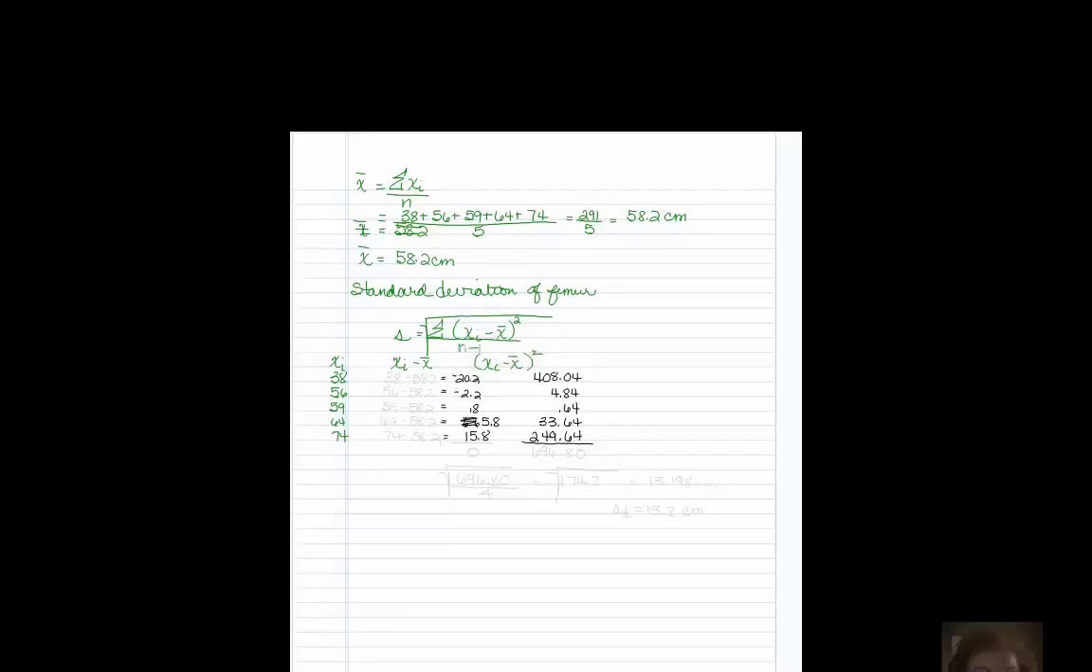So I'm going to do 38 minus 58.2. I'm going to do 56 minus 58.2. I'm going to do 59 minus 58.2. 64 minus 58.2. And 74 minus 58.2. So now you can see I did those calculations. We have some negative numbers and we have some positive numbers. If you're going to be doing this by hand, you'll want to come up with the sum of this column, and it should always be 0.